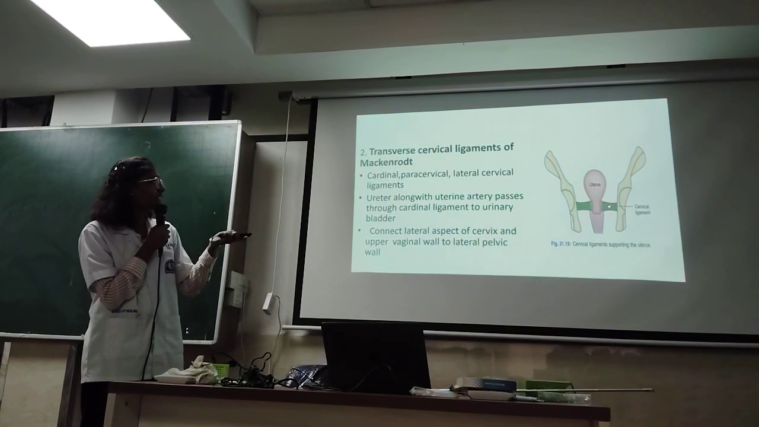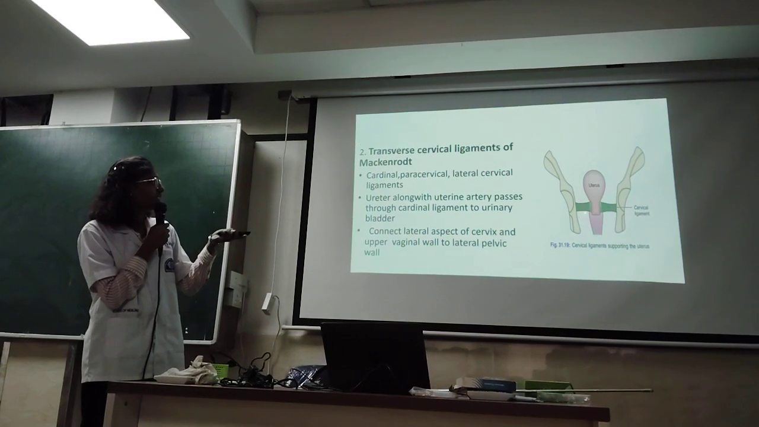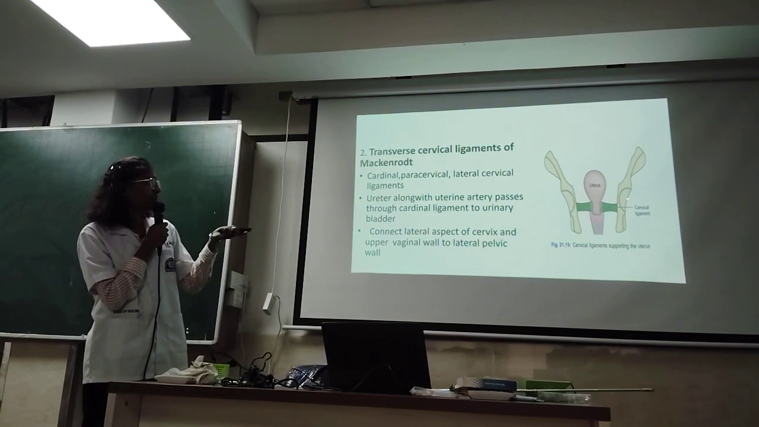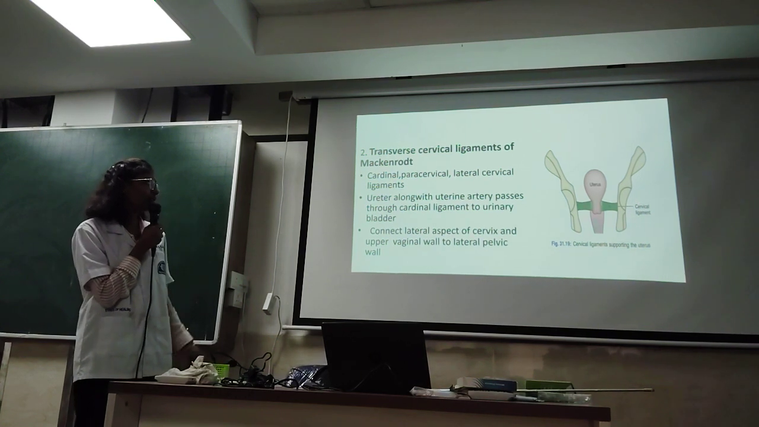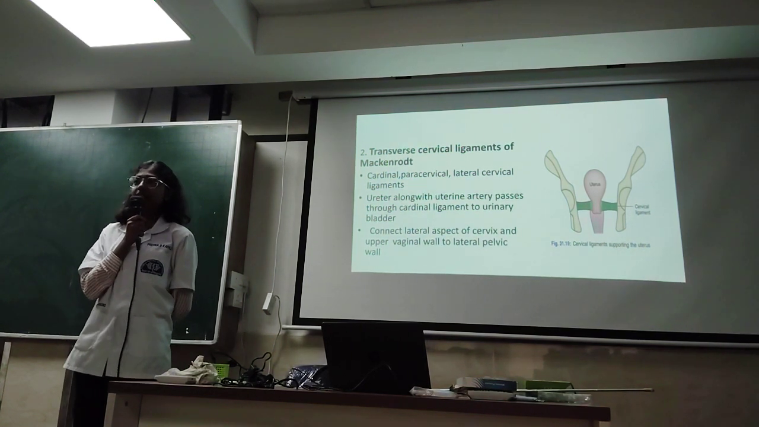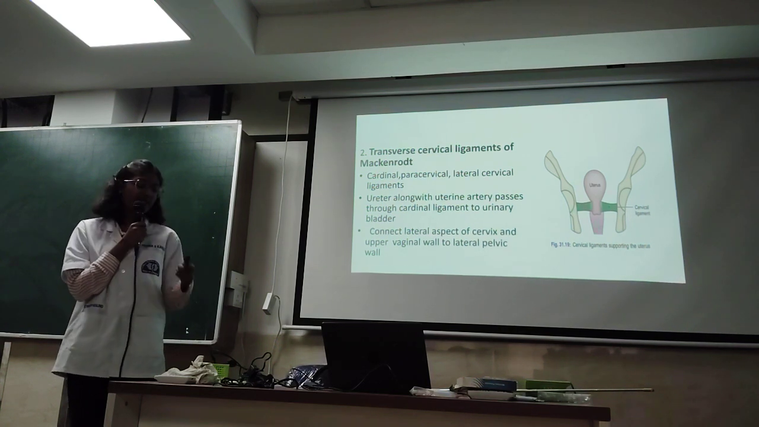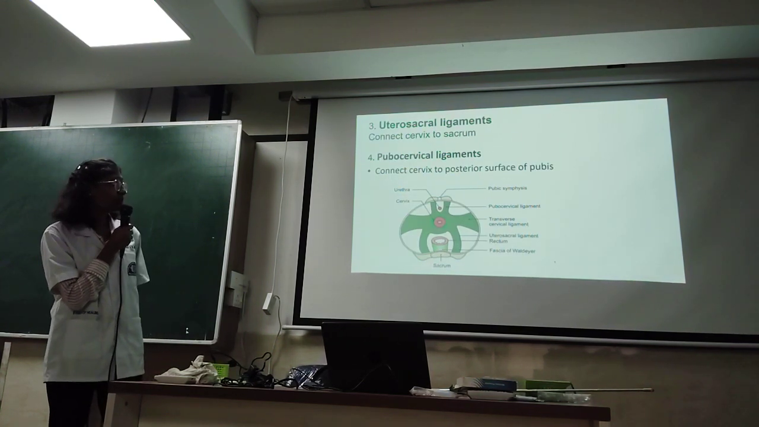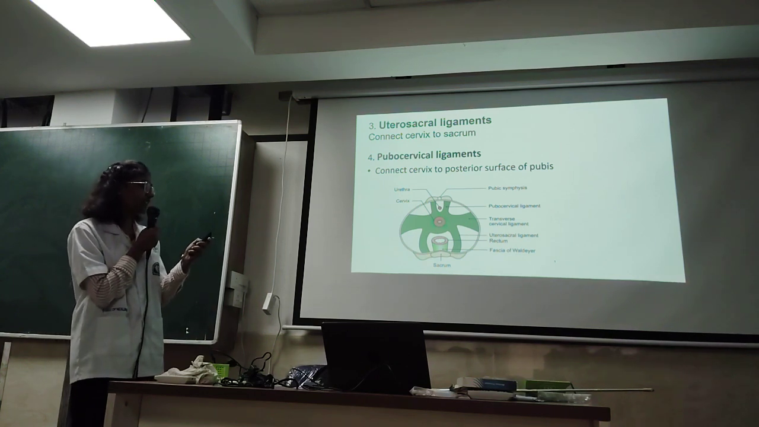These are the cardinal ligaments connecting the upper vaginal wall and lateral aspect of the cervix to the lateral pelvic wall. The ureter along with the uterine artery passes through these cardinal ligaments. Next, uterosacral ligaments and pubocervical ligaments.